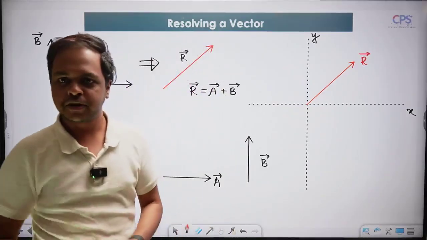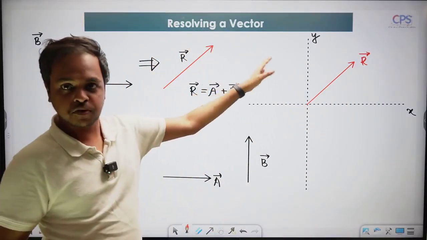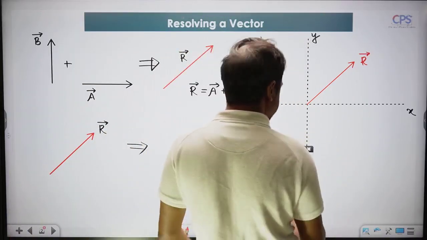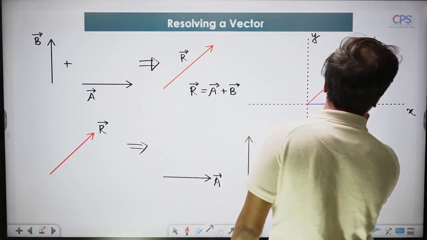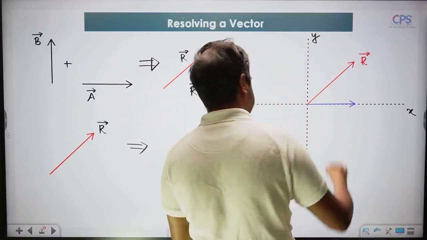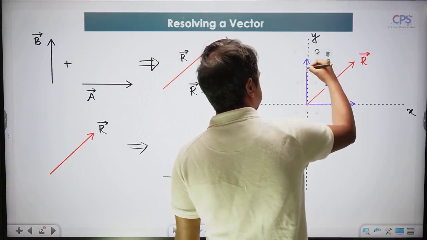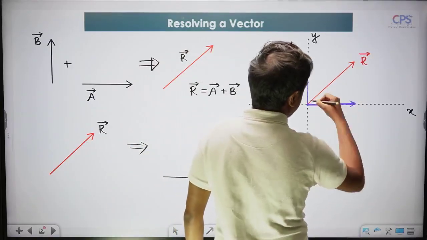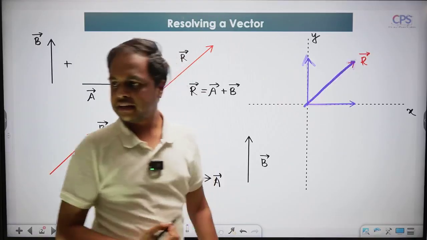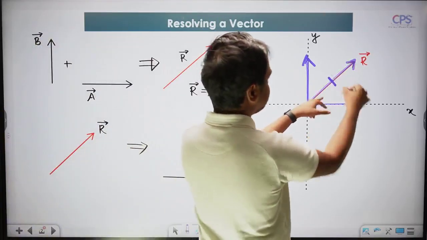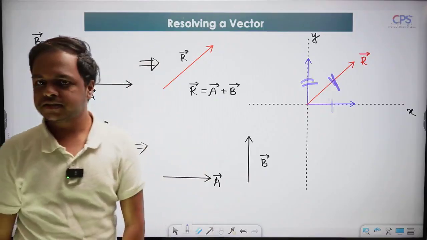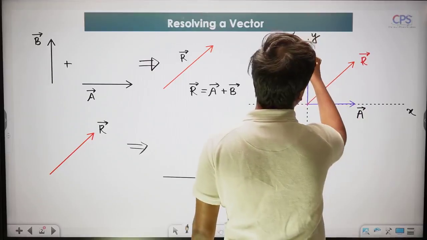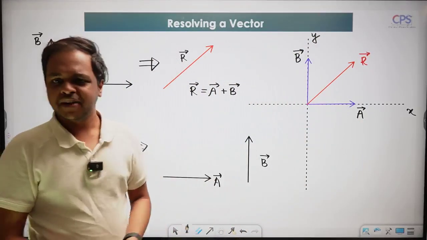We need to get the resolutes of this, so we need to get A and B. Let's say this is A and this is B. Let me remind you again: if we add up this one and this one, we should get this one, right? That's the logic. Now we are splitting it into two different vectors. So this is A and this is B. Then how do you do it? It's a very easy process.